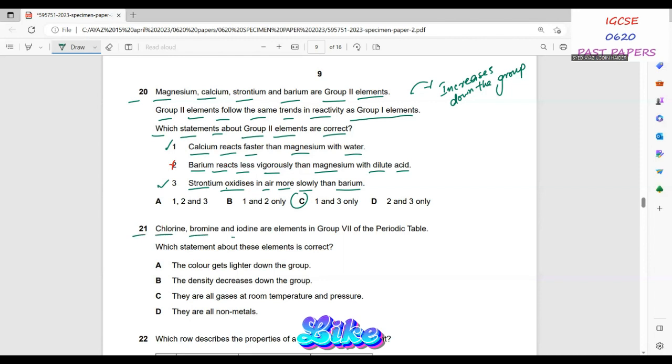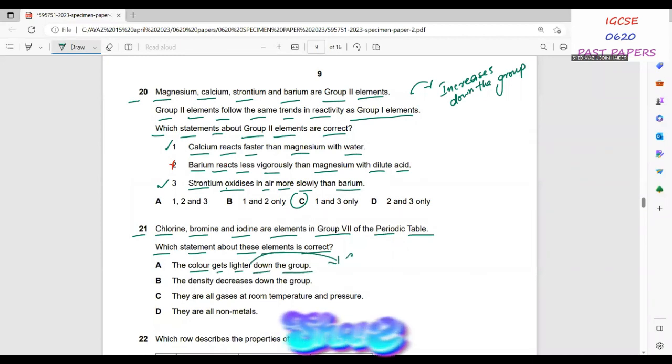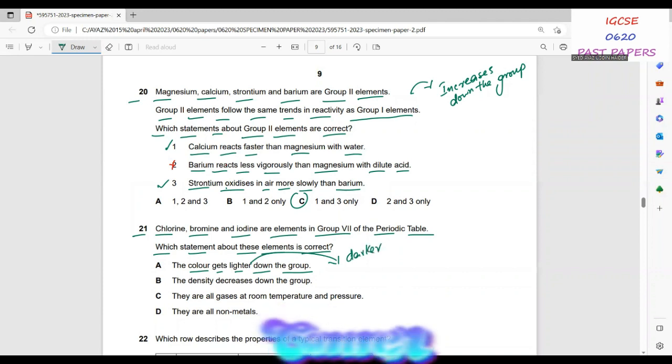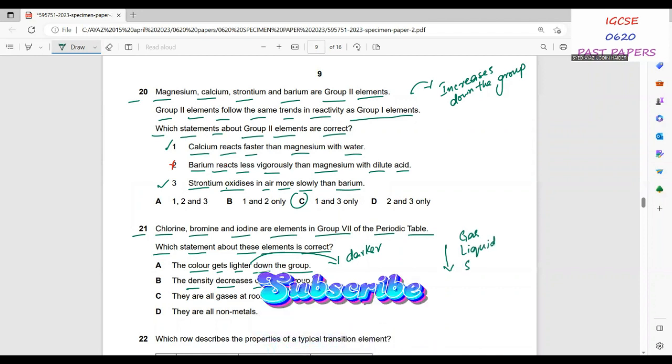21. Chlorine, bromine, and iodine are elements in group 7 of the periodic table. Which statement about these elements is correct? A, the color gets lighter down the group. No, the color gets darker down the group, so this will be the wrong statement. B, density decreases down the group. You see the state changes down the group: gas, liquid, solid. So particles come closer, so density increases down the group. This is also a wrong statement.